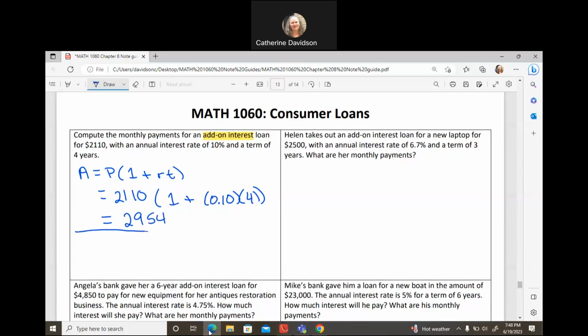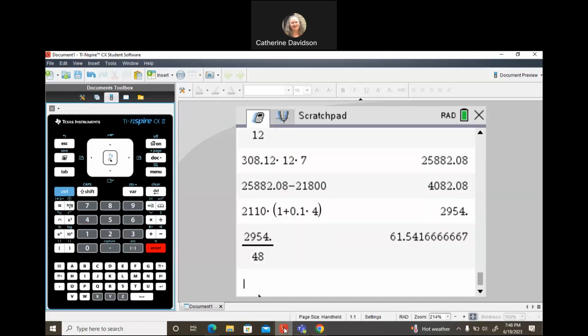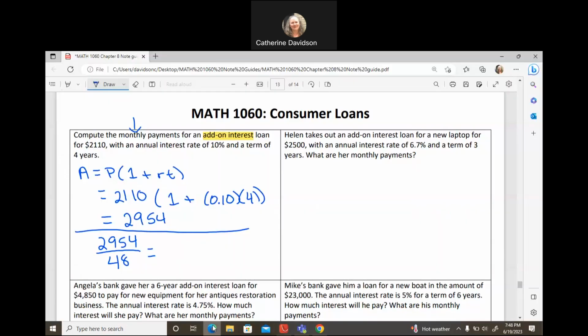What they want you to find are the monthly payments. So if the total amount you're paying back is $2,954, how many monthly payments are you making? This is for 4 years. It's going to be 48 monthly payments. And round to the nearest dollar, so $61.54.